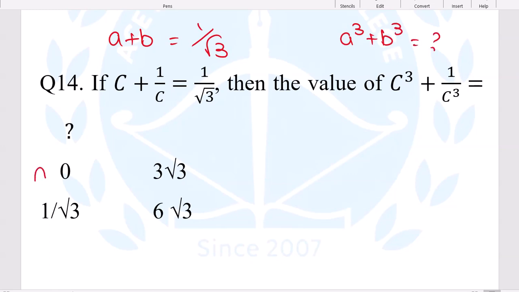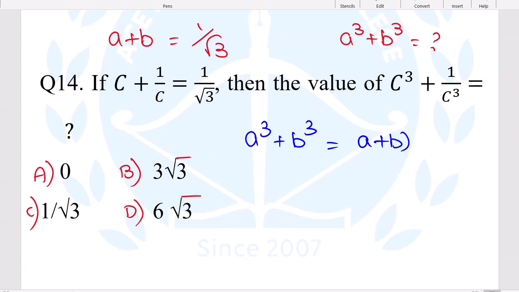Now these are the options. One option is 0, one option is 3 root 3, one option is 1 divided by root 3, and one option is 6 root 3. C cube plus 1 divided by C cube is equal to what? So A cube plus B cube can be written as A plus B whole cube minus 3AB into A plus B. Actually, A plus B whole cube is A cube plus B cube plus 3A square B plus 3AB square, that's nothing but 3AB into A plus B, which we send to this side.